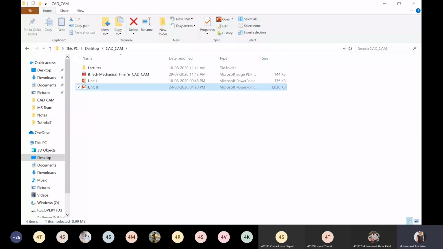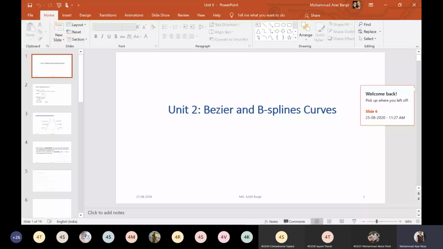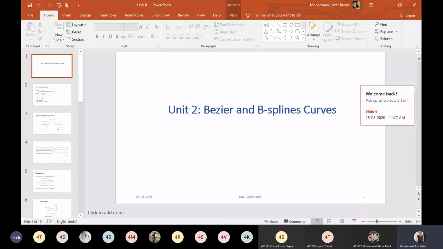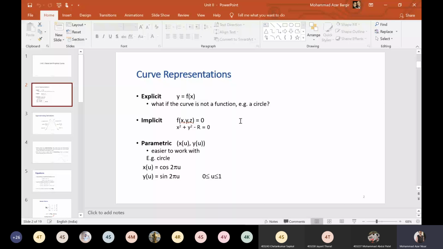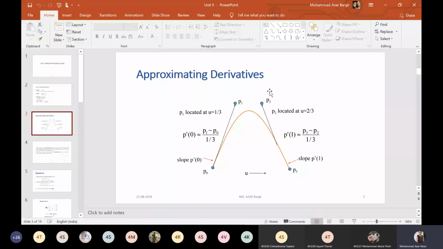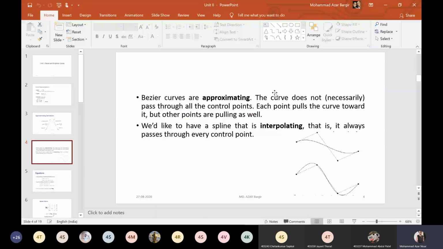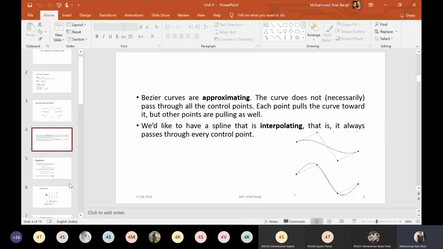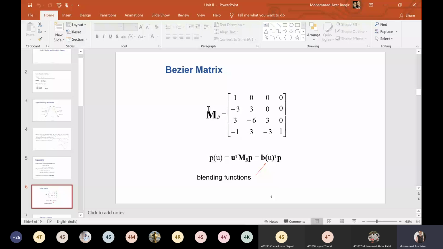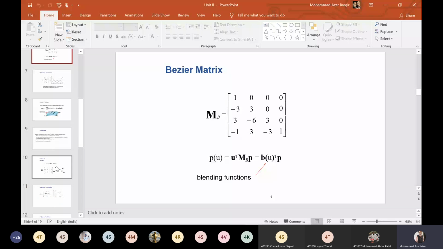Okay, so we have seen what the explicit and implicit parameters are, and what the approximate derivatives and interpolating derivatives are, and the difference between them. Then we found the derivation of this matrix and solved the problems over here. The next curve, or spline, is the B-spline curve.